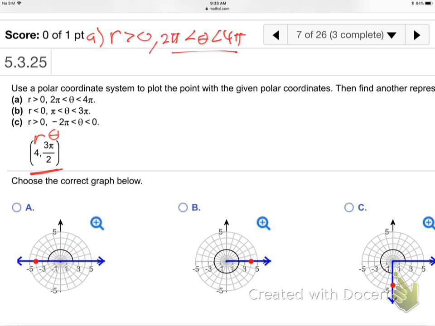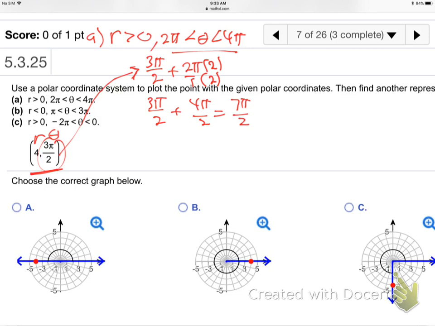So what do I do to say it more than 2 pi? Yeah, just take that angle, 3 pi over 2, and add 2 pi. So put that 2 pi over 1, multiply top and bottom by 2. 3 pi over 2 plus 4 pi over 2. What's that? 7 pi over 2?